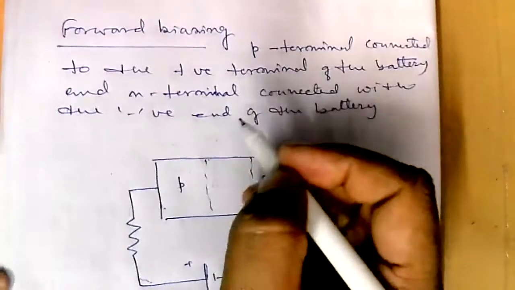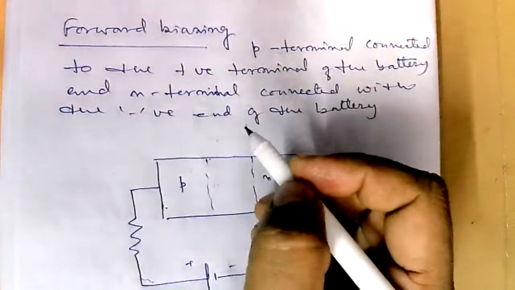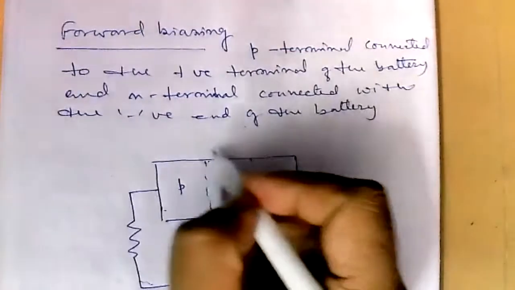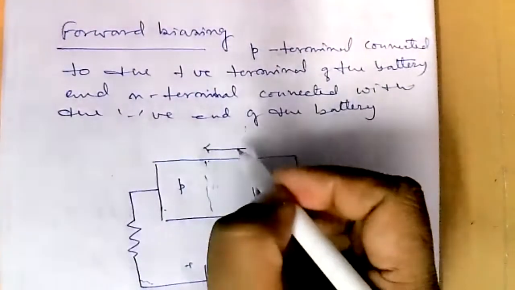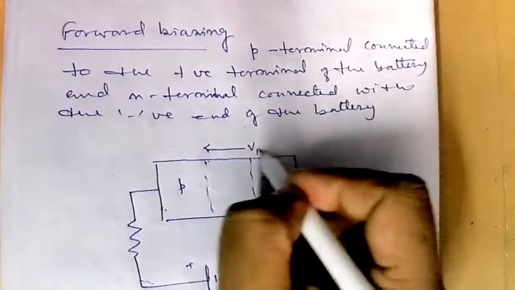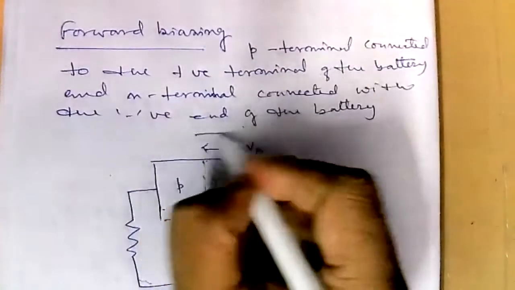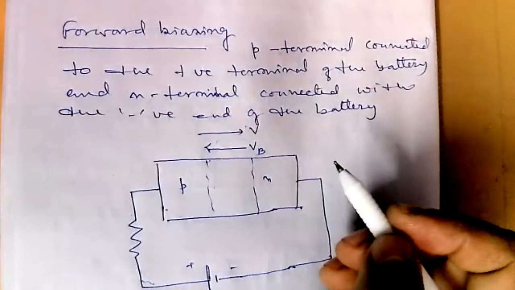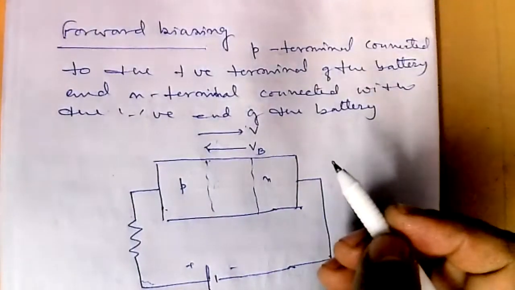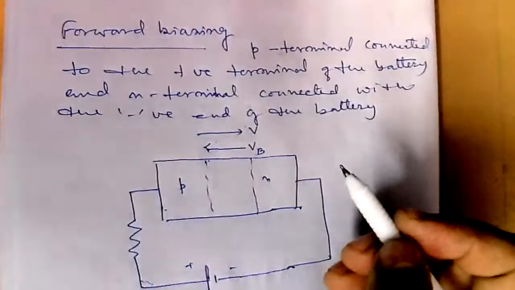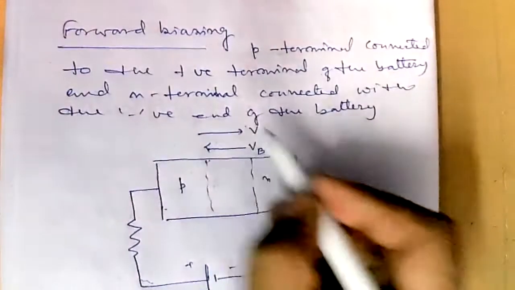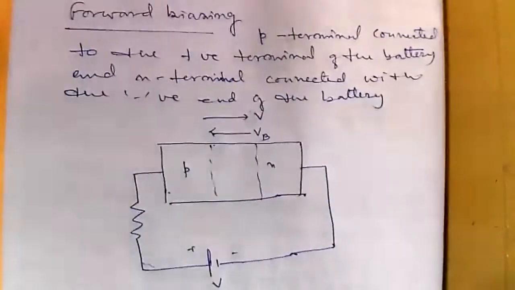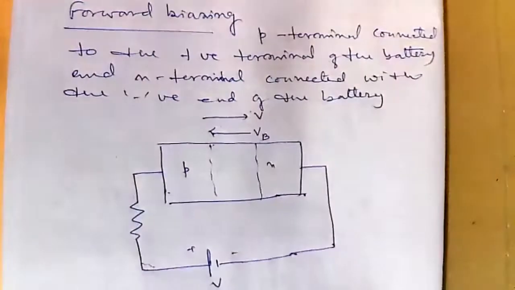Now, what is the direction of the barrier potential? It is N to P. So this is directed in this direction. This is VB. And this potential is directed in the opposite direction. So the applied potential V is in opposite of the barrier potential. So what will happen? The barrier height will reduce.